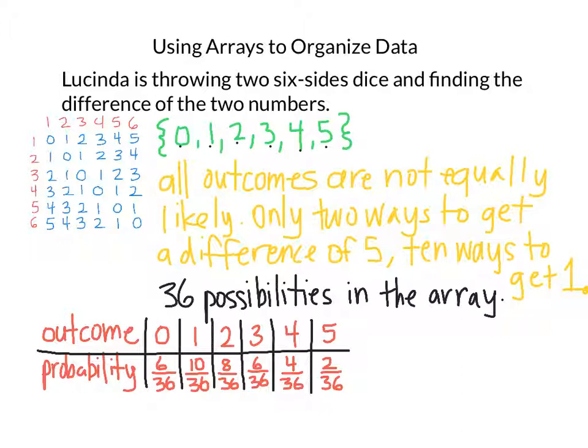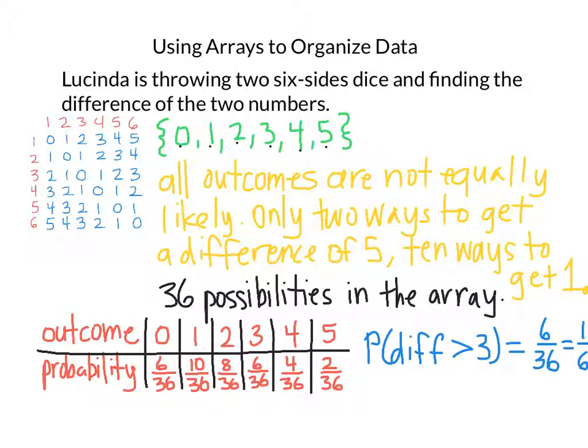Now from this you can be asked a lot of questions. You know, what's the probability of getting a difference greater than 3? And so we count them all up, and that's 4 and 5, so 4 plus 2 is 6 out of 36. And of course, since this is our final answer for this probability, we would simplify that to 1/6.